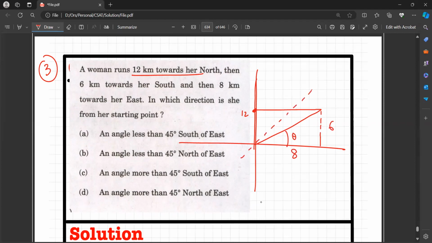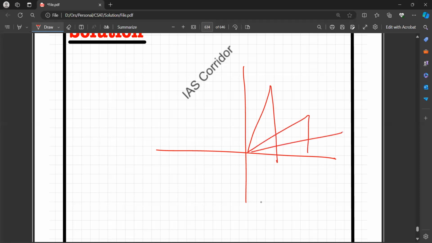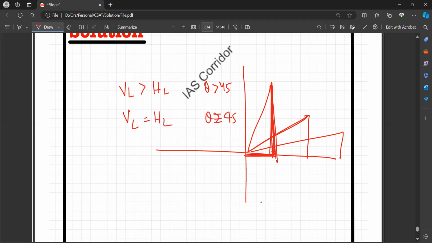देखो, 3 डायग्राम में बना रहा हूं आप लोगों के लिए. This is one case, this is one case, this is other case. If the vertical length is greater than the horizontal length, theta is greater than 45. क्यों? देखो, ये बड़ा हो गया ना, तो थीटा ऊपर चला जाएगा, तो ये एक्सटेंड हो जाएगा. अगर वर्टिकल लेंथ इक्वल्स टू हॉरिजॉन्टल लेंथ है तो थीटा इक्वल्स टू 45 हो जाएगा. गॉट इट? अगर वर्टिकल लेंथ छोटा है हॉरिजॉन्टल लेंथ से, हॉरिजॉन्टल लेंथ बड़ा हुआ, थीटा कम हो जाएगा, थीटा विल बी लेस देन 45 डिग्री.